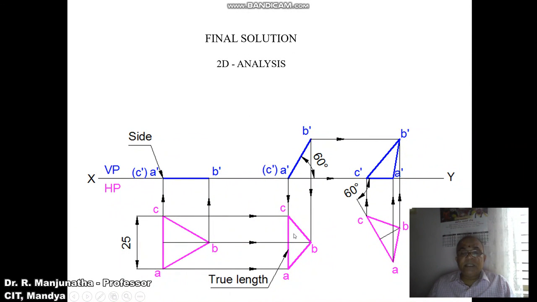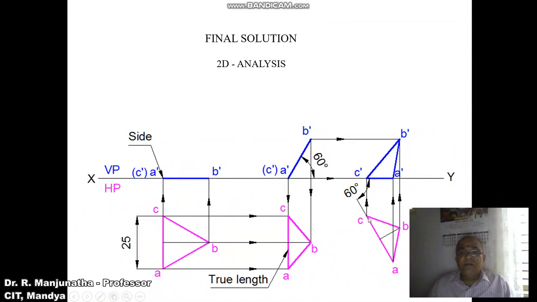So the edge on which it rests is inclined to VP at 60 degrees. As we know that it is the true inclination, and this AC is also in true length. So on true length, we are going to get the true inclination. So you redraw the second position top view at an angle of 60 degrees.